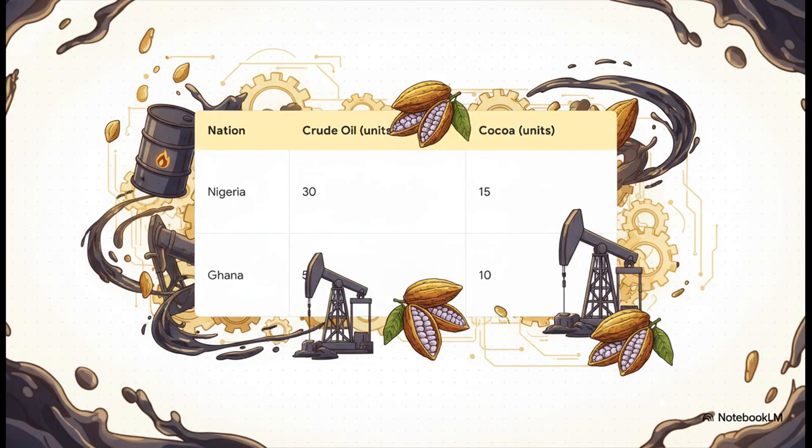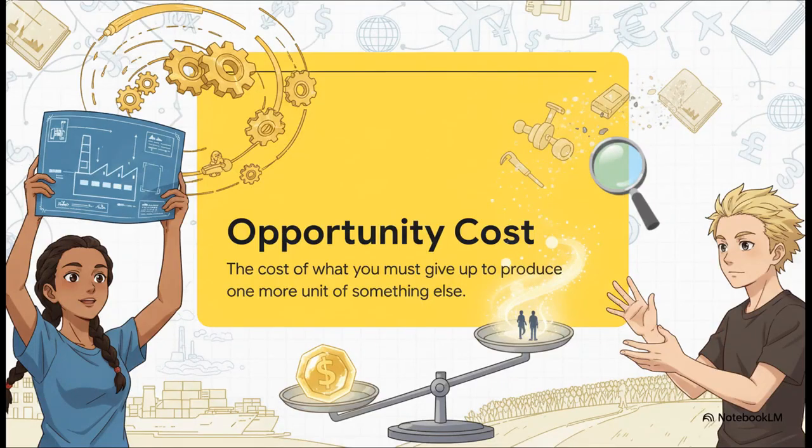In this case, Nigeria is more productive at making both oil and cocoa. So if we just followed Adam Smith's theory, you'd think, well, there's no reason to trade. But Ricardo said, hold on, you're looking at the wrong numbers. You have to look at the hidden costs. And that hidden cost has a name: opportunity cost. Honestly, this might be one of the single most important ideas in all of economics.